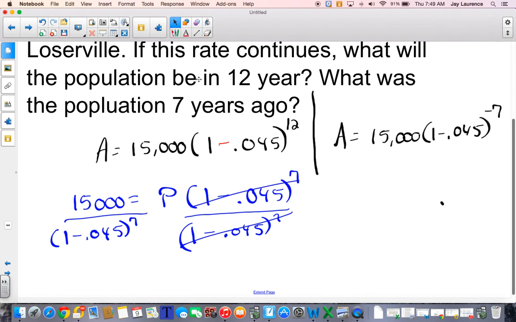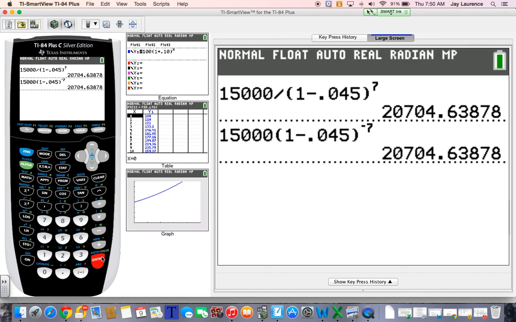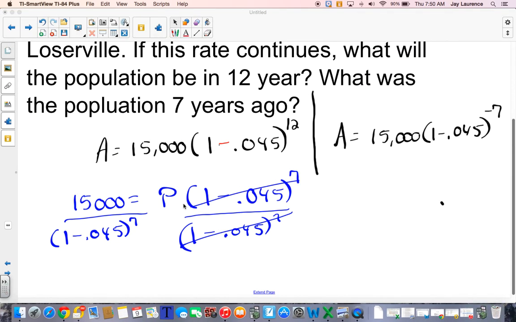And let's prove to you that it works here. Let's go 15,000 times 1 minus 0.045. Raise that to the negative 7th power. And look at that, we got the same exact number. Same exact number. Now, you should be able to tell me why they work.